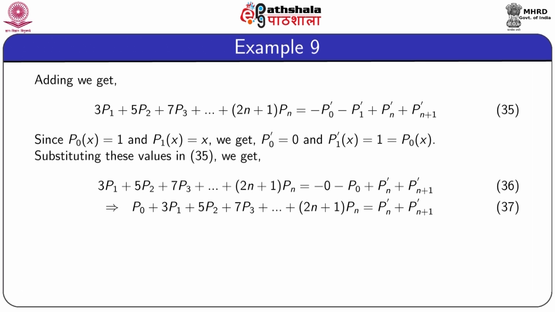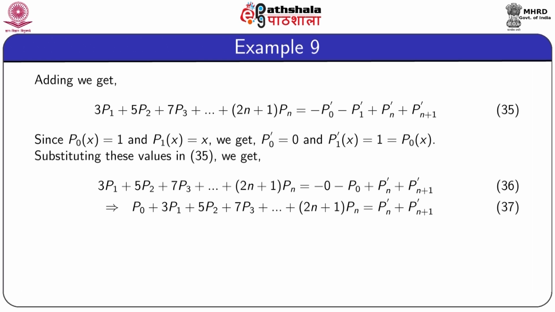Since we already know that p 0 x is 1 and p 1 x is x, clearly p dash 0 is 0 and p 1 dash is equal to 1, which I can write as p 0 x. We substitute these values in 35 and we will get 3 p 1 plus 5 p 2 plus 7 p 3 plus dot dot 2 n plus 1 p n is equal to 0 minus p 0 plus p dash n plus p dash n plus 1 given by equation number 36.